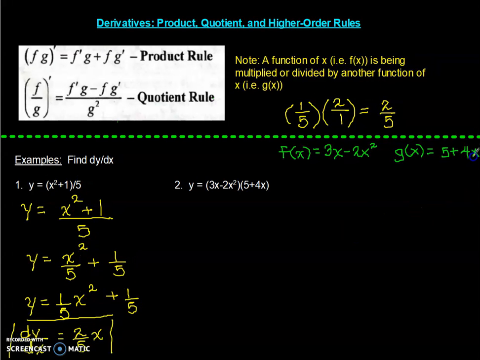Sorry, cut off when I wrote x. Okay, so if you note, I need to know what f prime of x is and g prime of x is, meaning the derivative of each one of them.